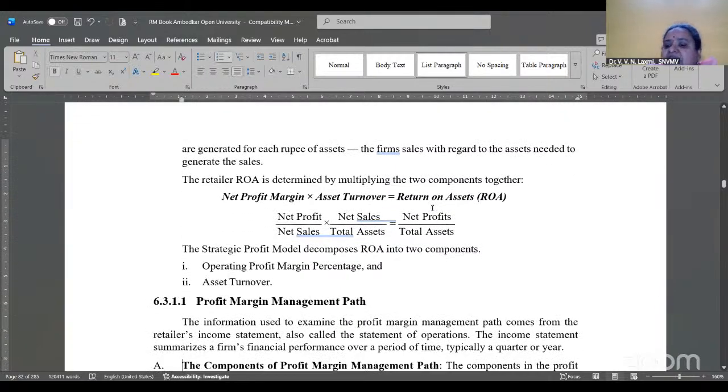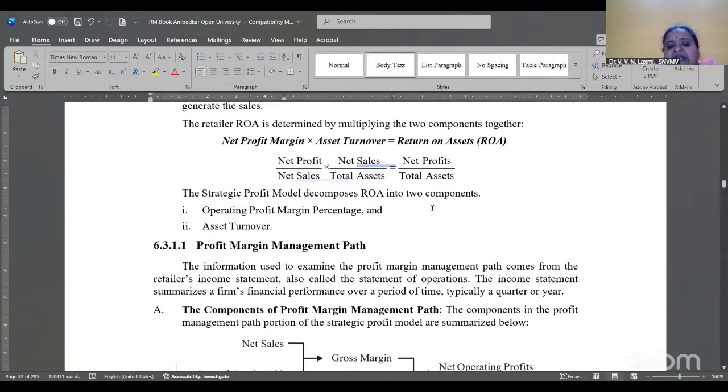And the strategic profit model looks at ROA, return on assets, rather than return on investment, and then looks at the operating profit margin percentage and the asset turnover, and tries to assess the profitability of the retailer and the performance of that retailer.